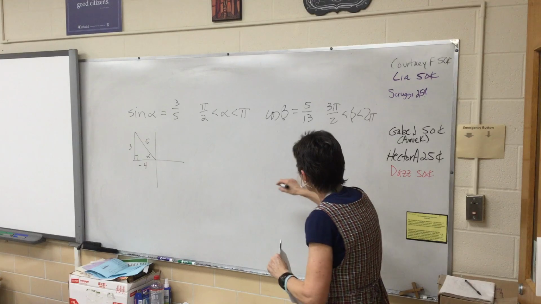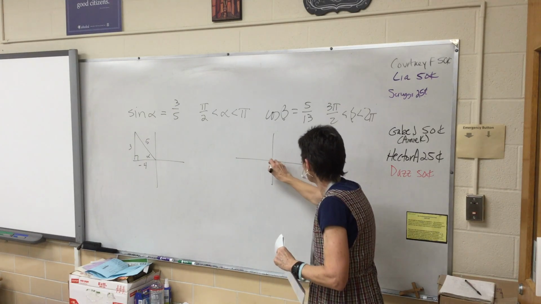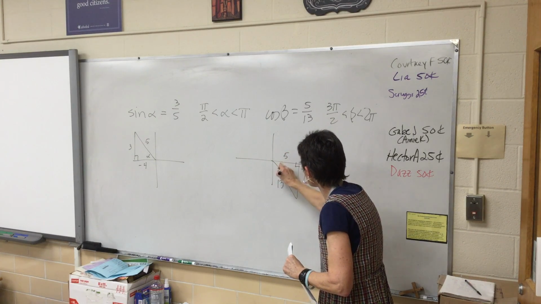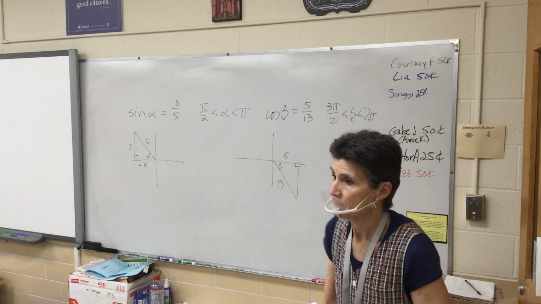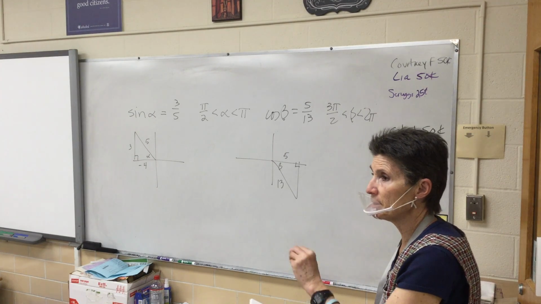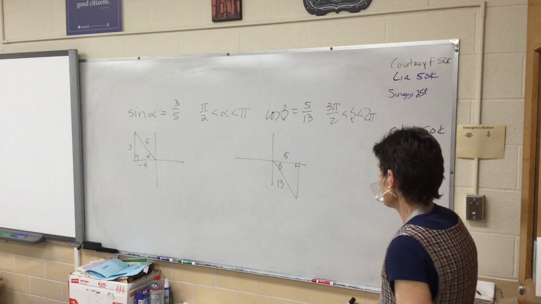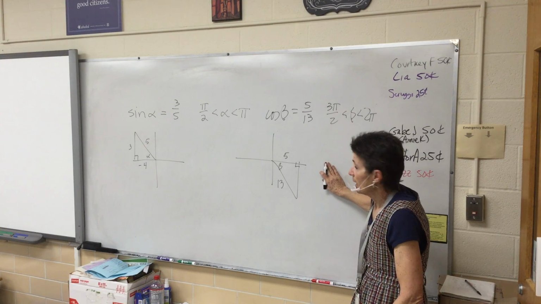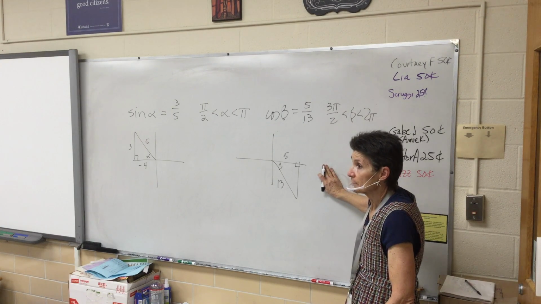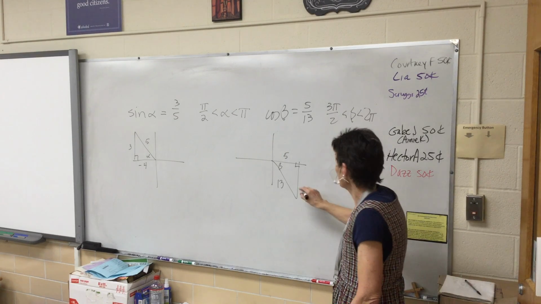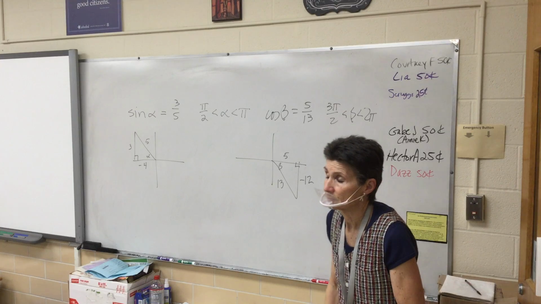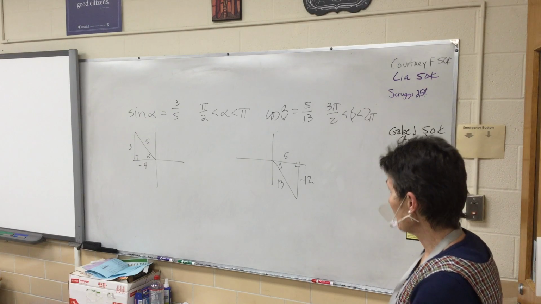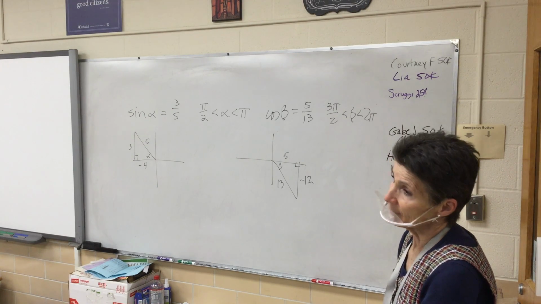What does that mean about beta? Quadrant 4. And its cosine is 5/13. So I'm taking all this one little piece at a time. What's the third side of that one? 169 minus 25, 144, -12. So I haven't done a problem yet, but I have set up pictures for what I was given.